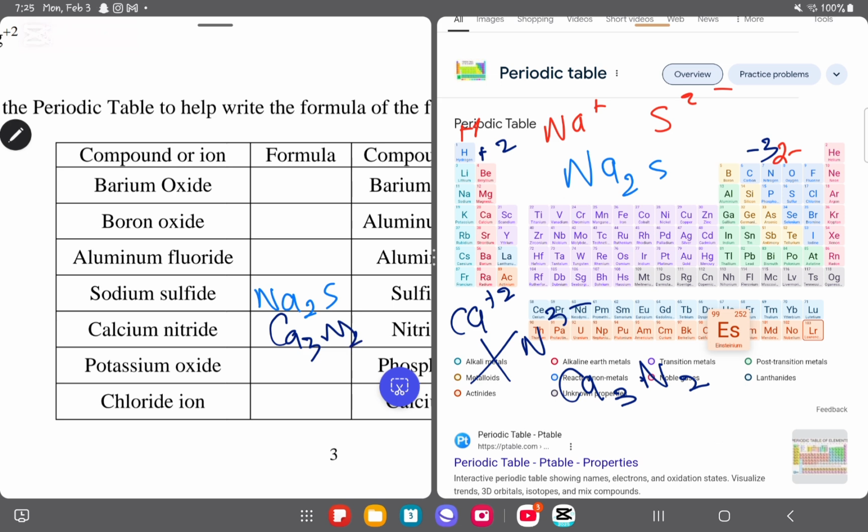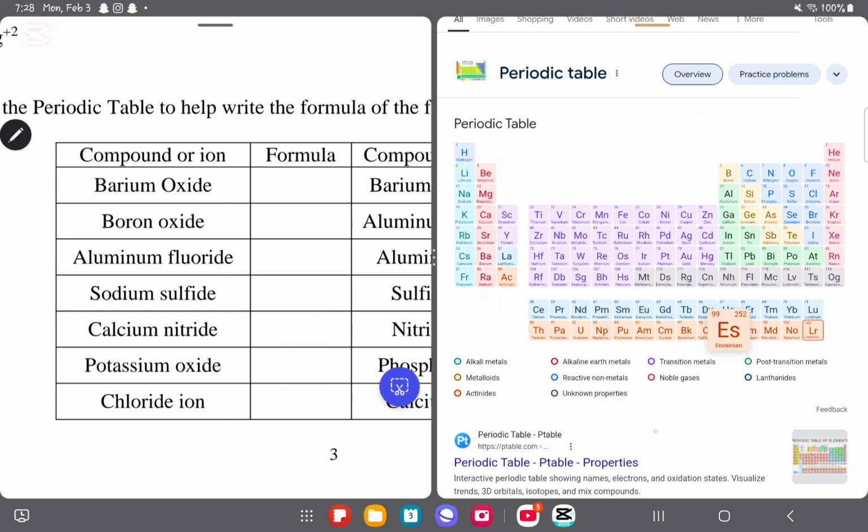Okay, then we have potassium oxide. Potassium is K, so +1. Oxide is also -2. So K+ O2-, you do the crisscross method, so K2O. Okay, now the chloride ion, we can come over here. We will see that Cl is gonna be minus, so it's Cl-.